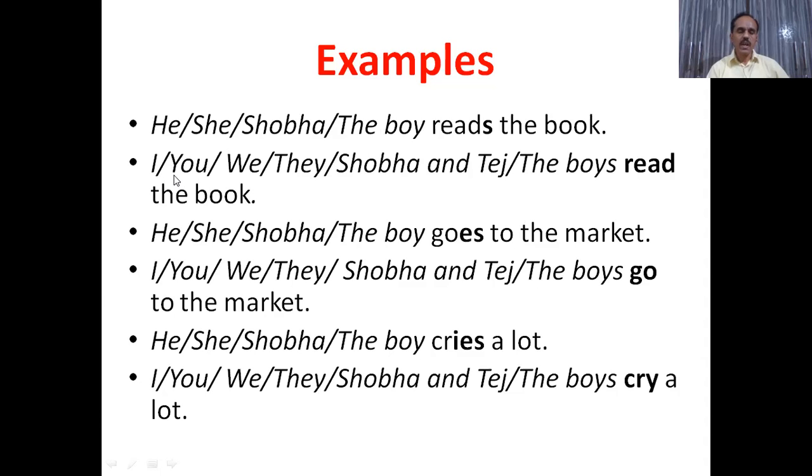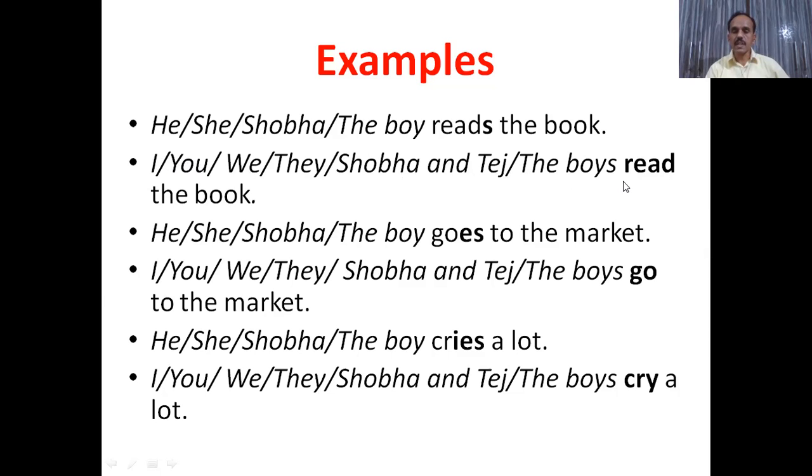Fine, let us look at the second sentence. I, you, we, they, Shobha and Tej, the boys, read the book. This is also present tense, read. The earlier one, reads, is also present tense. Both are present tense. Then why have we added s here? Because the subject is third person singular. But here, why we have not added s, because the subject is plural, or first person singular. I is first person singular. You is second person singular. And the others are plural. That is why we have not added s.